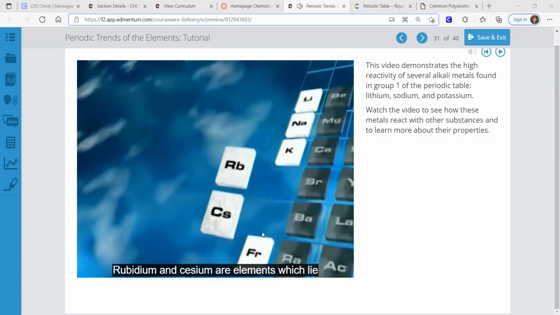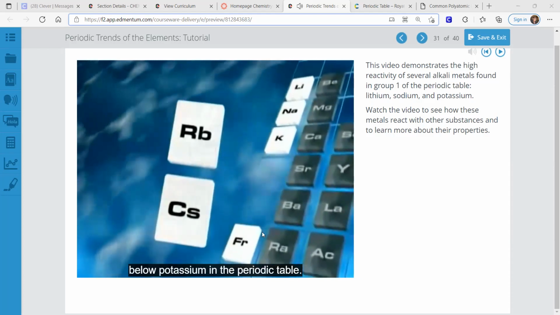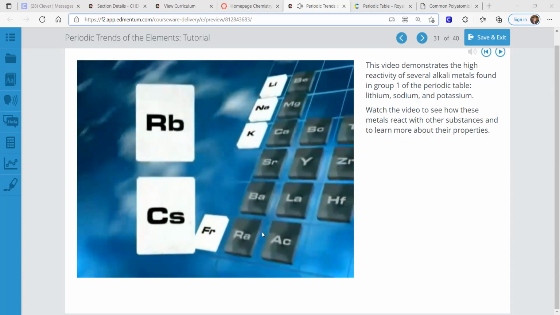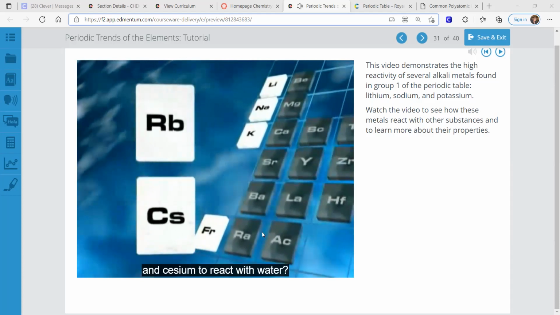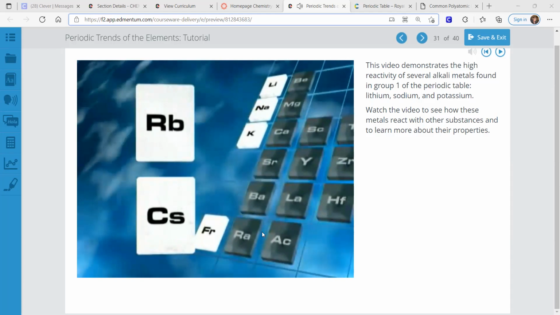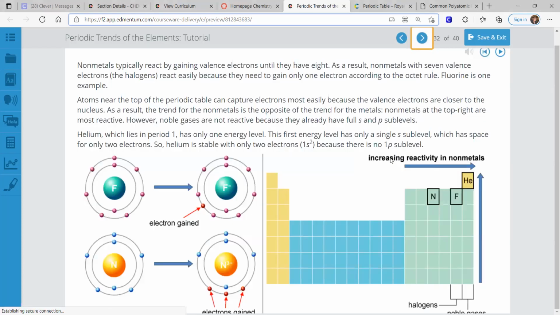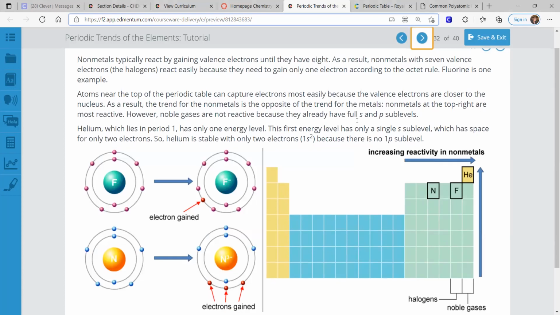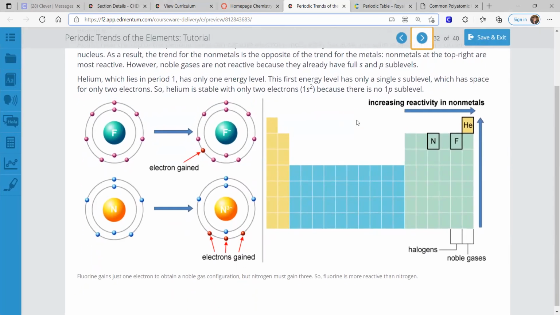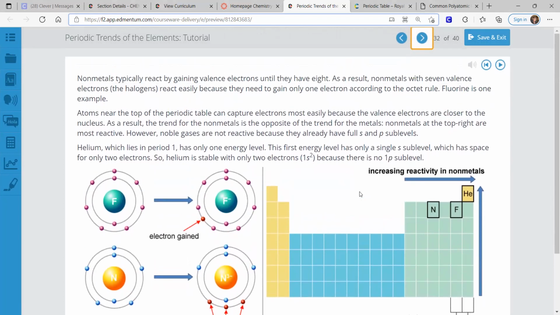Rubidium and cesium are elements which lie below potassium in the periodic table. How would you expect rubidium and cesium to react with water? Well, we'd expect them to be more reactive. You saw how potassium was a lot more reactive than some of the other ones, violently so. All right, so the trend for reactivity in metals is to the left and down.